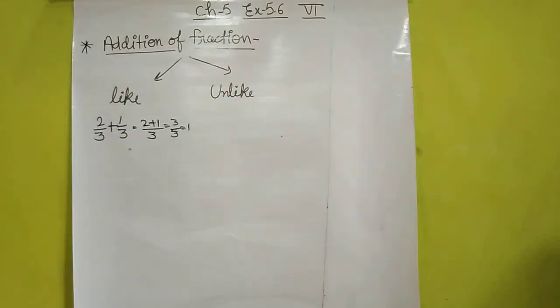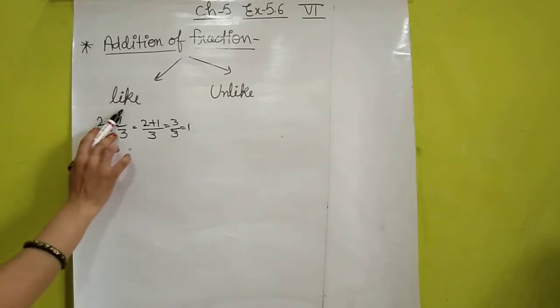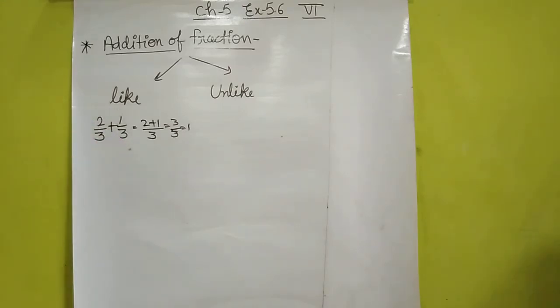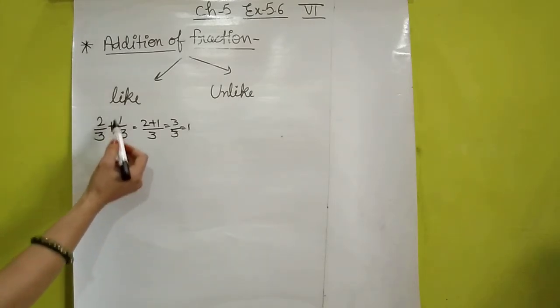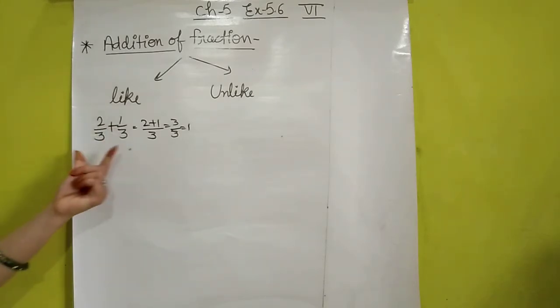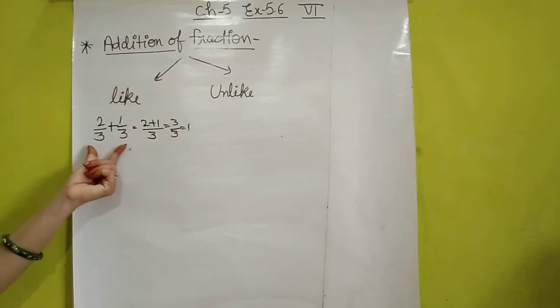Here students, I have divided this topic into two parts, one for like fractions and second for unlike fractions. Students, as you know, like fractions means when denominators are same. I have taken here one example, 2 upon 3 plus 1 upon 3. Here you can see both denominators are same.